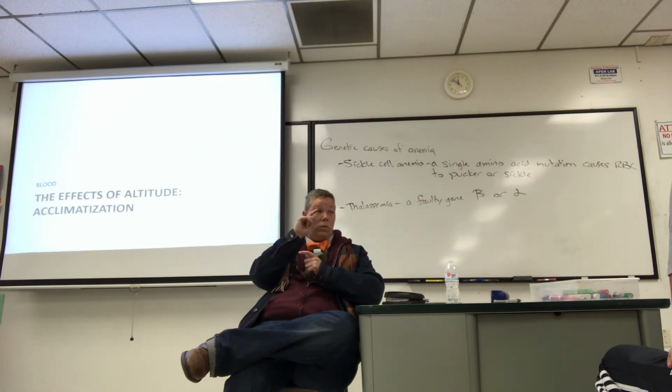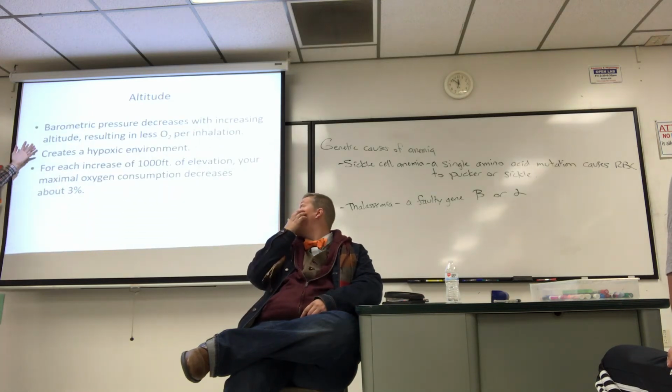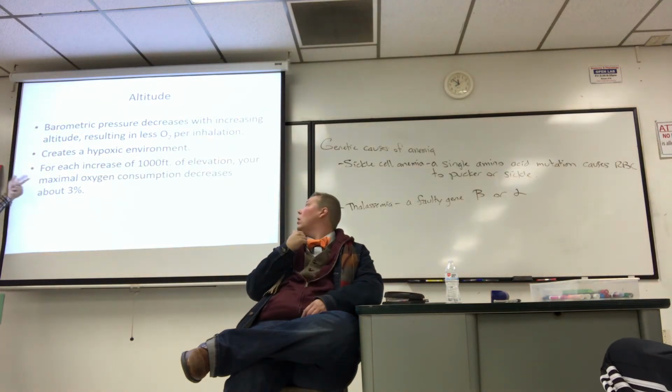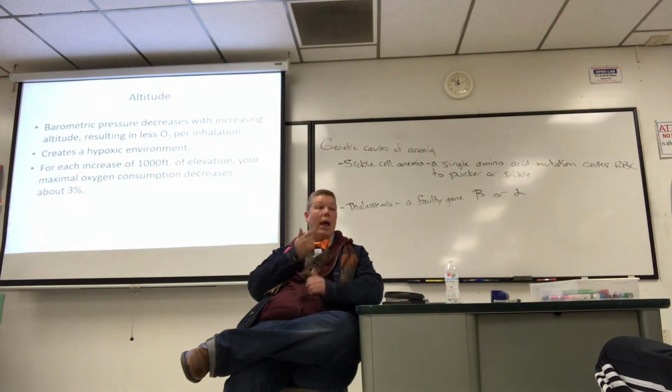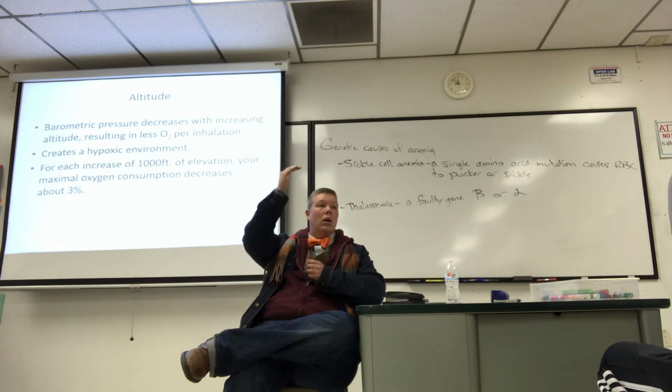So the barometric pressure is getting less, which means you're getting less O2 per breath. That creates hypoxia. And here are the numbers. Barometric pressure decreases, creating a hypoxic environment in your body. With each increase of 1,000 feet of elevation, your max O2 consumption decreases about 3%.